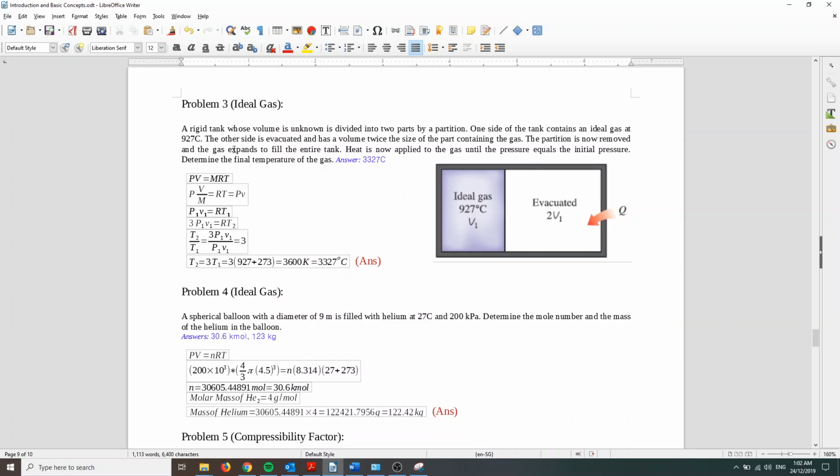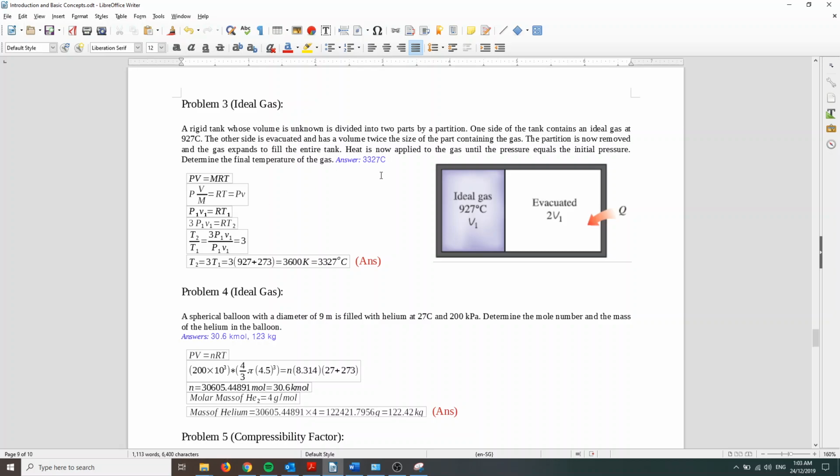First things first, let's use the ideal gas equation, which is PV equals mRT. We can bring the mass over, so PV over m equals RT, which is the same as P times specific volume. So P1 v1 equals R T1. Then we know the volume is expanded to 3 times, because this is V1 and this is 2V1, so in total it adds up to 3V1. So 3V1 times P1 equals RT2.